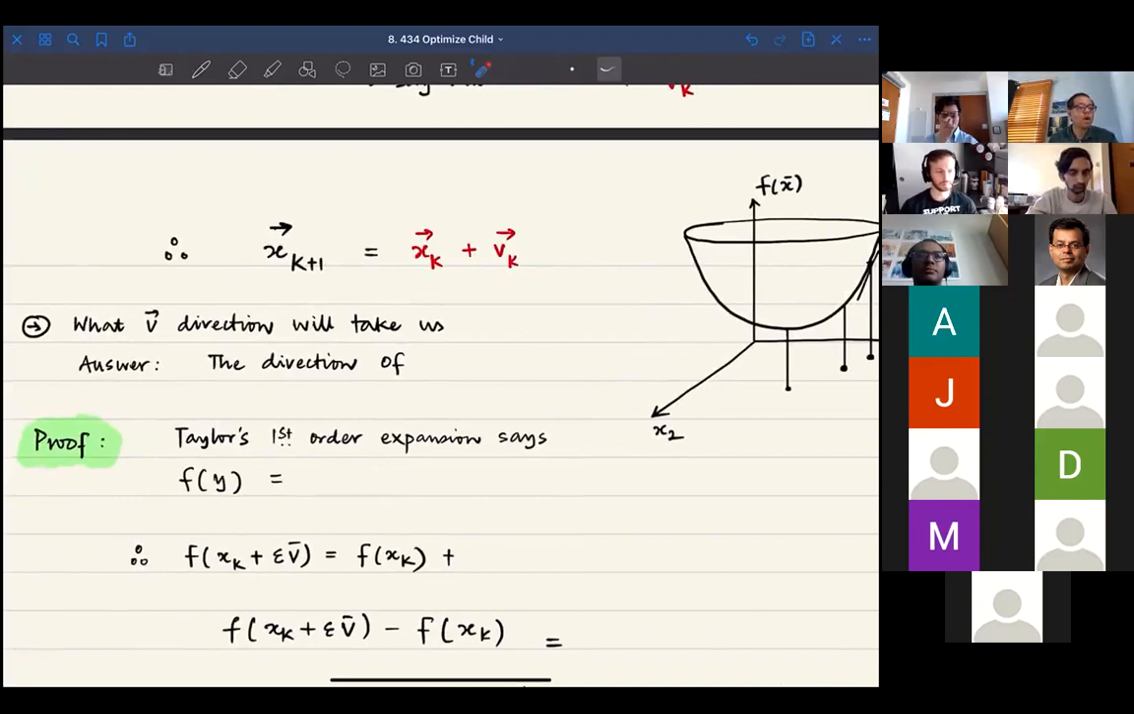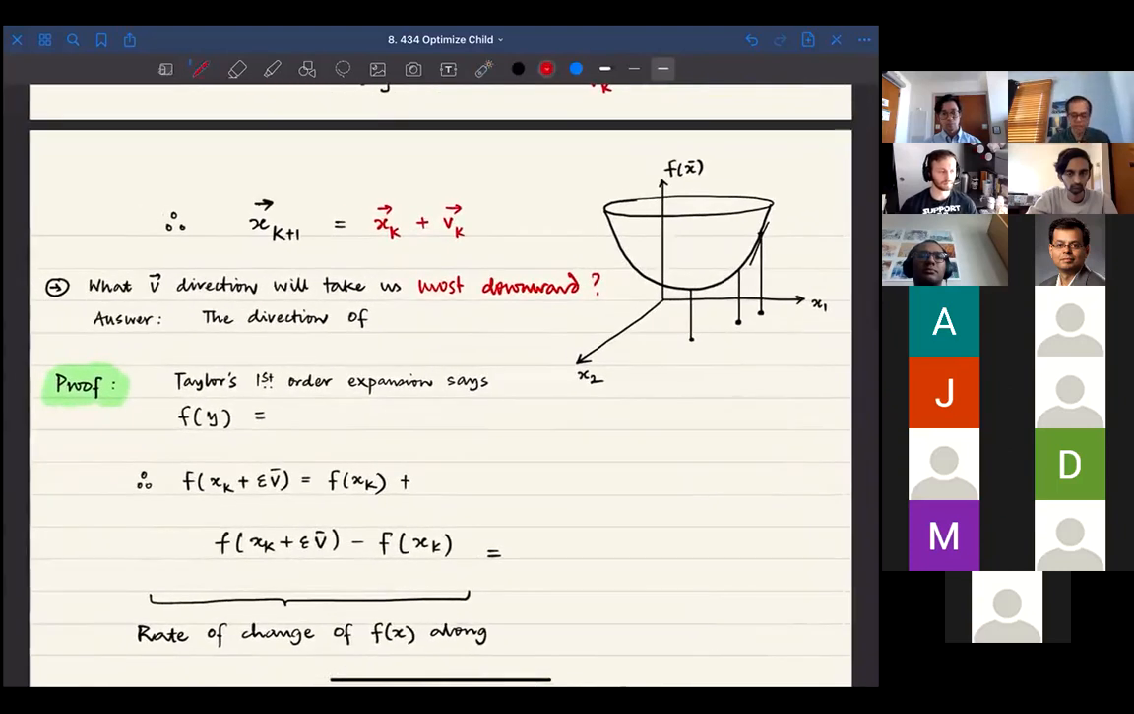So the question is, what V direction will take us most downward? And the answer is, this direction happens to be minus grad fx. Okay, this is the beauty of it. If you're standing at xk and you look at that f of xk, the direction that will take you most downward happens to be minus of grad f xk, grad being the gradient.